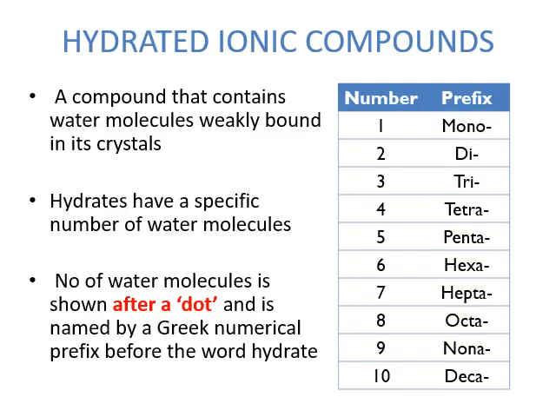Okay, so if you have a hydrated ionic compound that contains water molecules weakly bound in its crystal, hydrate here refers to the H2O. Okay, a hydrate has a specific number of water molecules. The number of water molecules is shown after a dot and it's named by a group number. If you have one, we call it mono. If you have 2, we call it di, tri, tetra, penta, hexa, hepta, octa, nona, and deca. I'm sure that you know already about this.